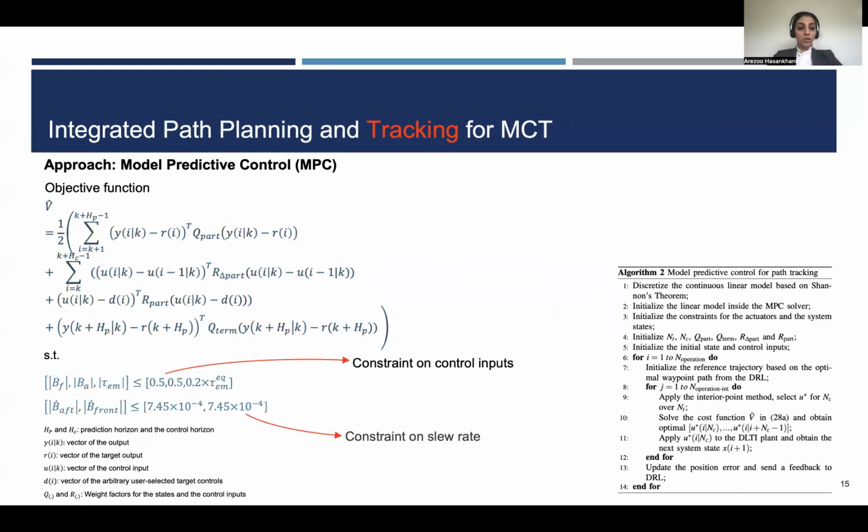This objective function is defined based on the constraints on the control inputs, including field fractions and electromechanical torque, and also a constraint on the slew rate of changes in the field fractions.